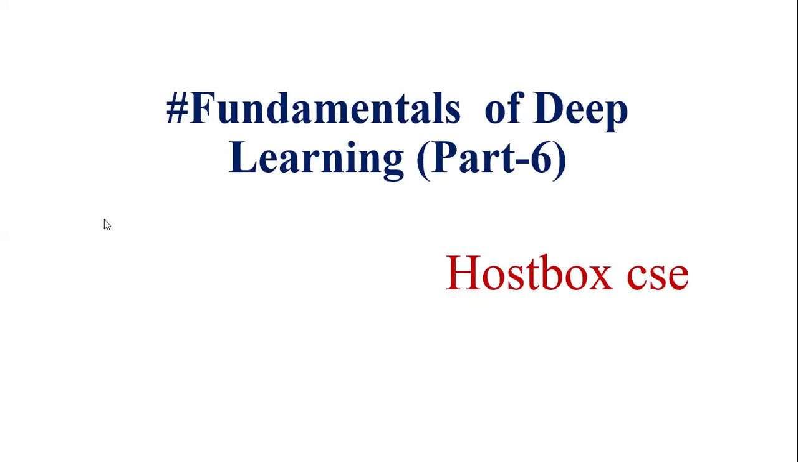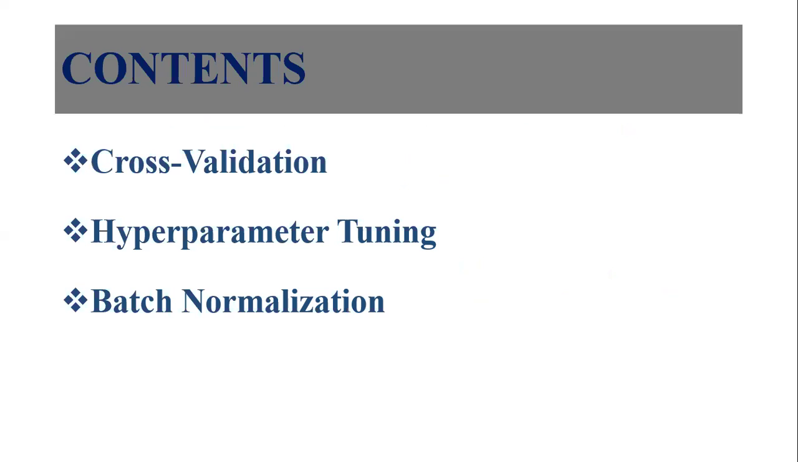Today we are going to see part number 6, that is, we are going to discuss the very important basic terms. These are common for both machine learning and deep learning also: cross validation and hyperparameter tuning. At last, the discussion is going to end with batch normalization. So first of all, we have to get an idea about cross validation.